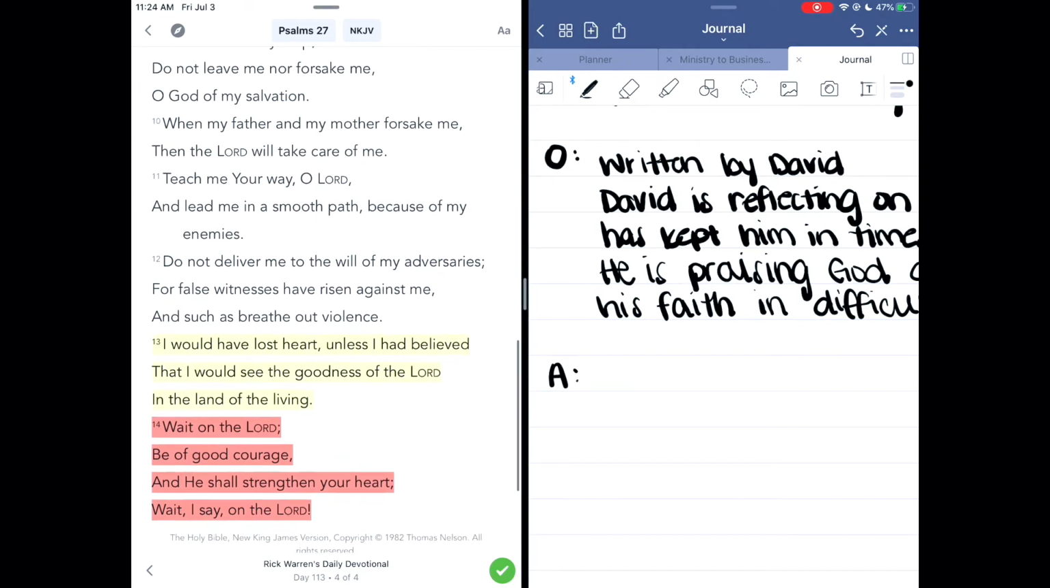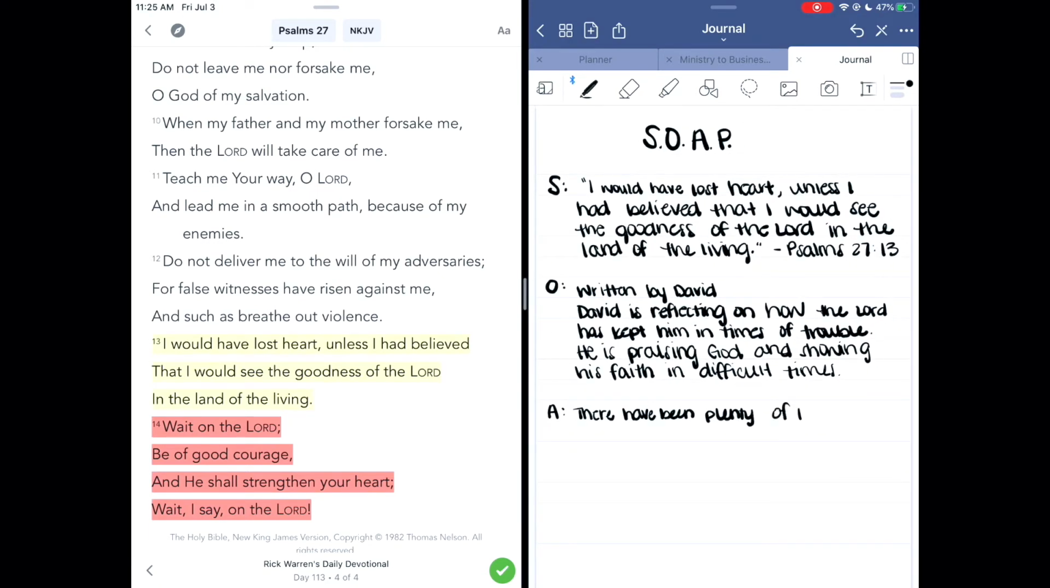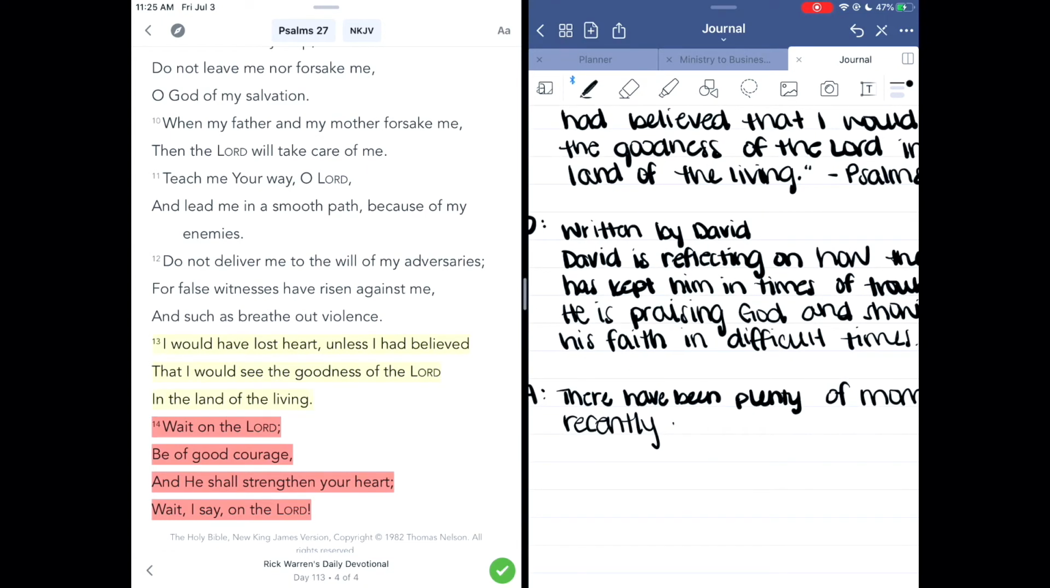And then after observation, there's application. And the question that you want to ask yourself in this particular section is, as a result of studying the scripture, as a result of reading the scripture, what am I going to do differently? What can I do differently in my life? How will I go about certain situations differently as a result of reading this scripture?